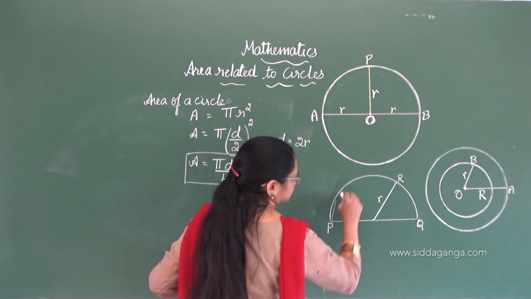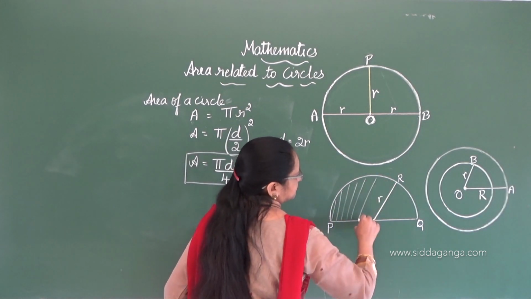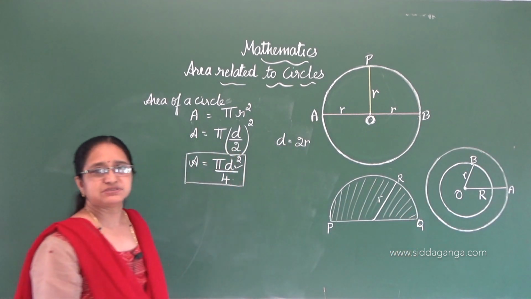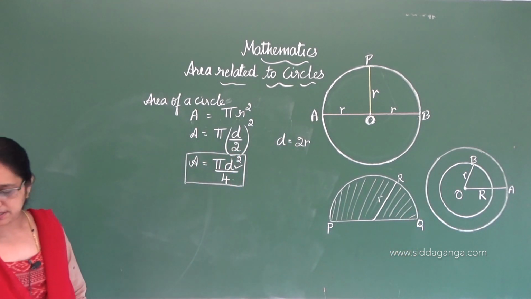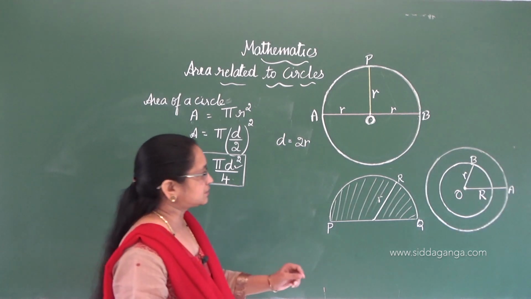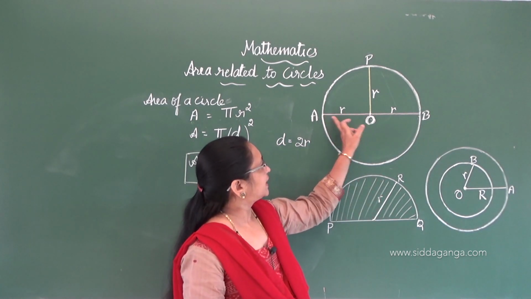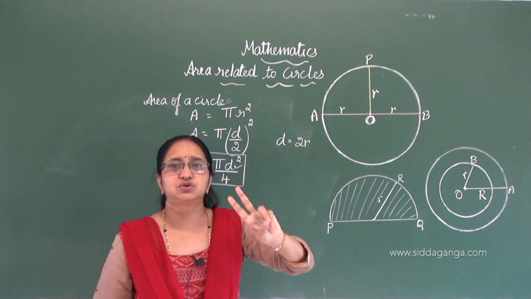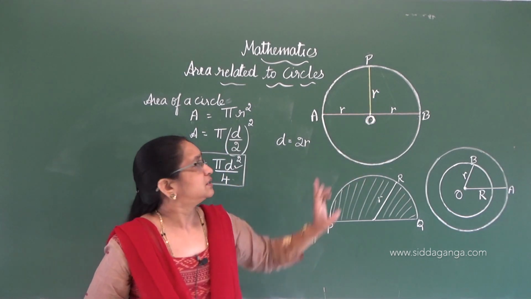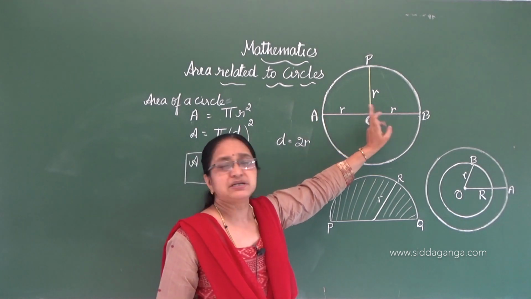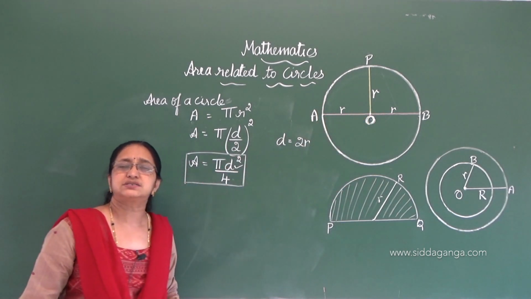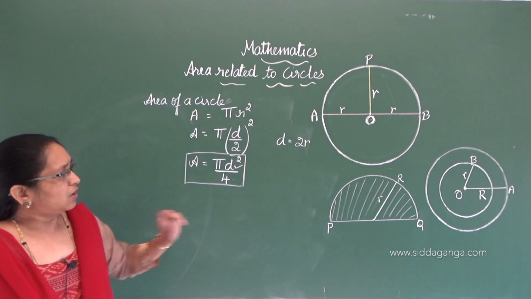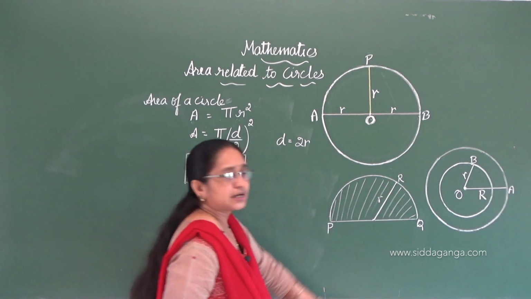Means this region. How to calculate this area of a semicircle? You all know, see actually here the diameter, that is AOB, divides the circle into two similar regions, correct? The diameter AB divides the circle into two equal parts, you all know that. So how can we calculate the area?